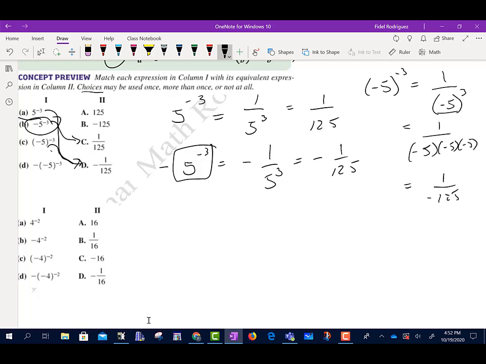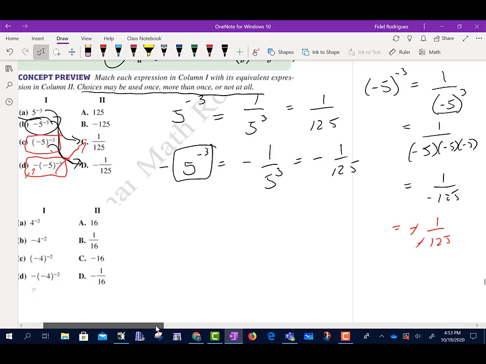So I want you to notice what the directions say. Choices may be used once, more than once, or not at all, okay? Now, look at the difference between part C and part D. What's the only difference? There's an extra negative. So if I put an extra negative here with this one here, wouldn't those two negatives cancel out? And so D would be matched with that one there. Okay.